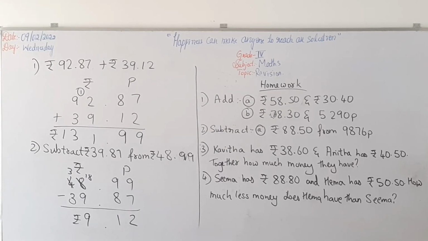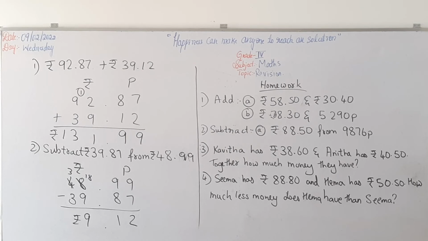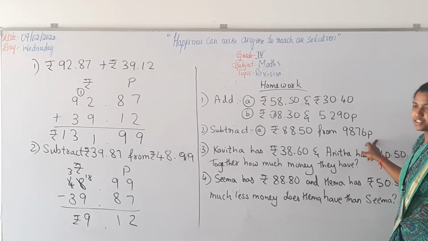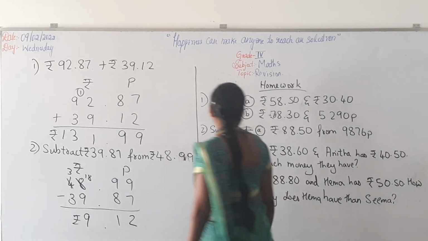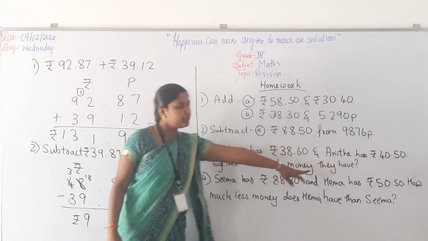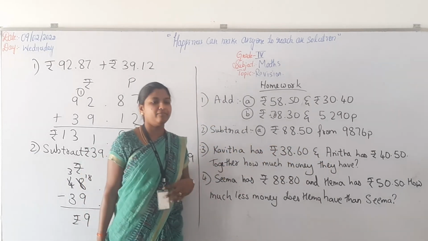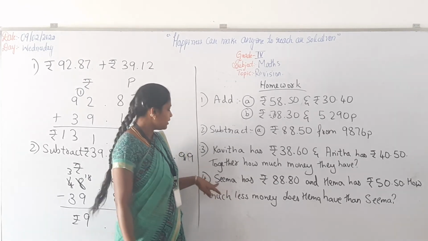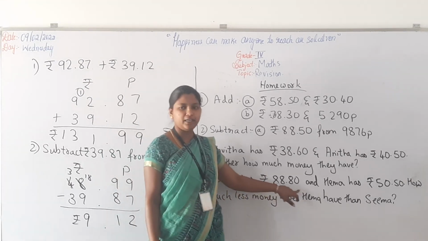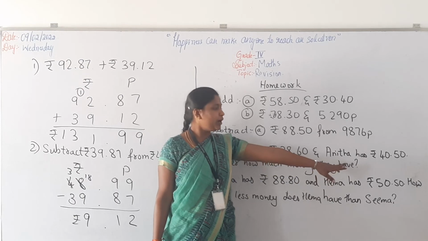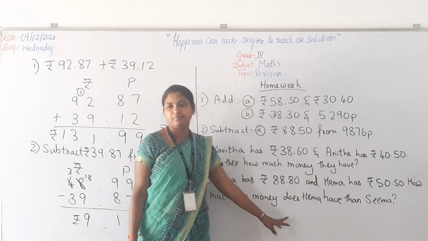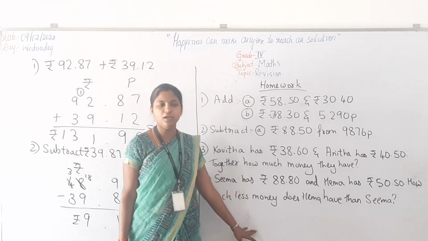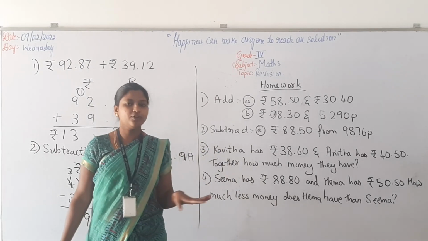So these are the questions for your homework. So the first one is addition. Then the second one is subtraction. The third one: Kavita has rupees 38.60 paise and Anita has rupees 40.50 paise. Together, how much money do they have? Addition. Next, Seema has rupees 88.80 and Hema has rupees 50.50. How much less money does Hema have than Seema? Subtraction. Okay, will you do?